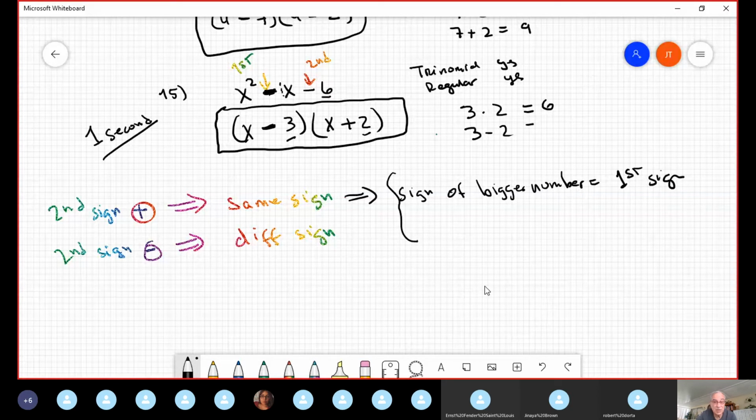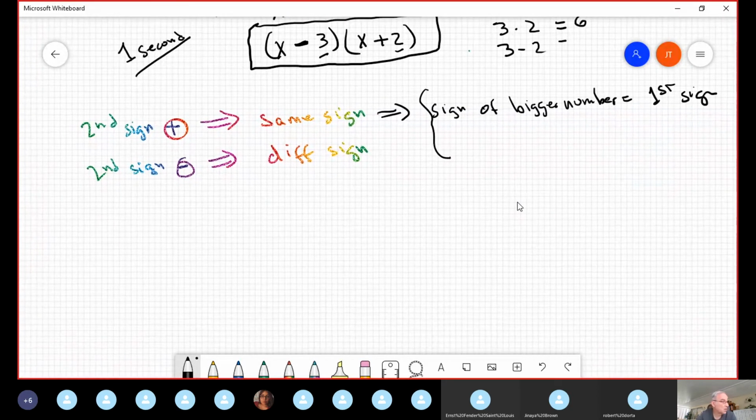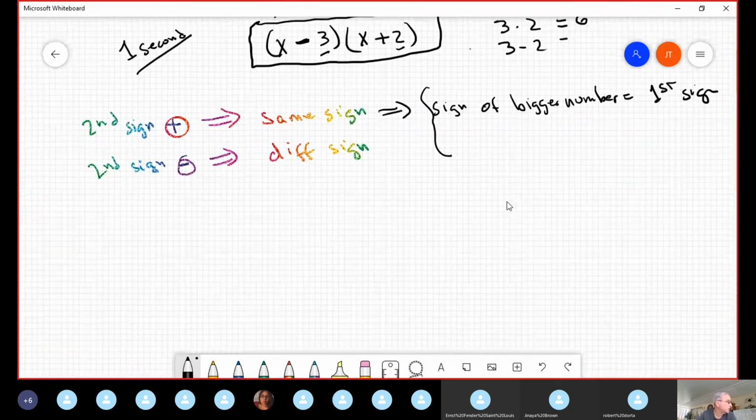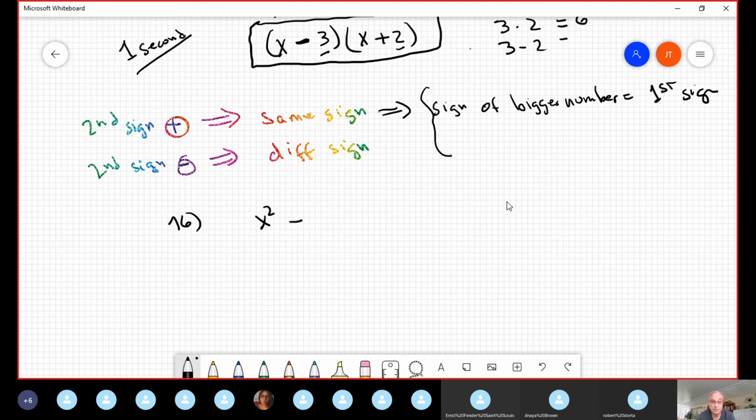Okay, maybe it looks confusing. However, I propose to do more examples, for example, example number 16. 16 is x squared plus 4x minus 21. Okay, it is a trinomial, of course. It is regular, of course.